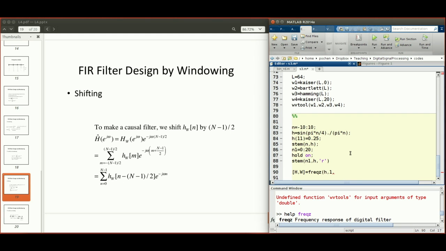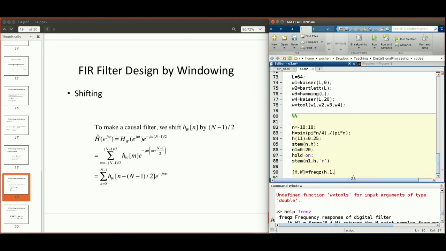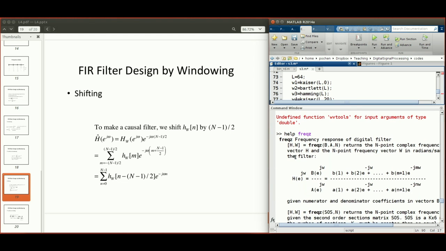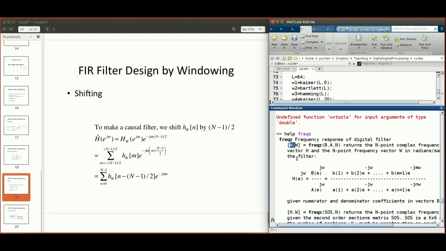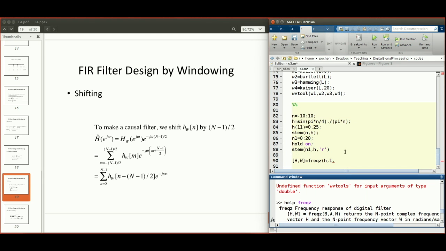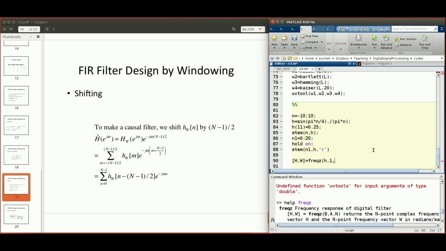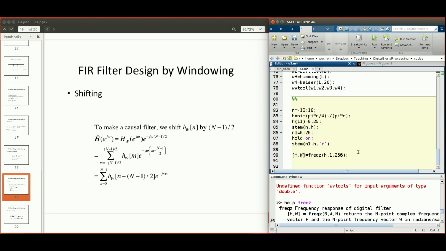And then it's going to ask you for the total number of points that you would like to use to represent or to sample this big H function. Let's suppose we want to use 256. Usually you don't need that many samples, but it's going to be smoother if you use more samples. So that's going to be the frequency domain representation of that filter that we just constructed.